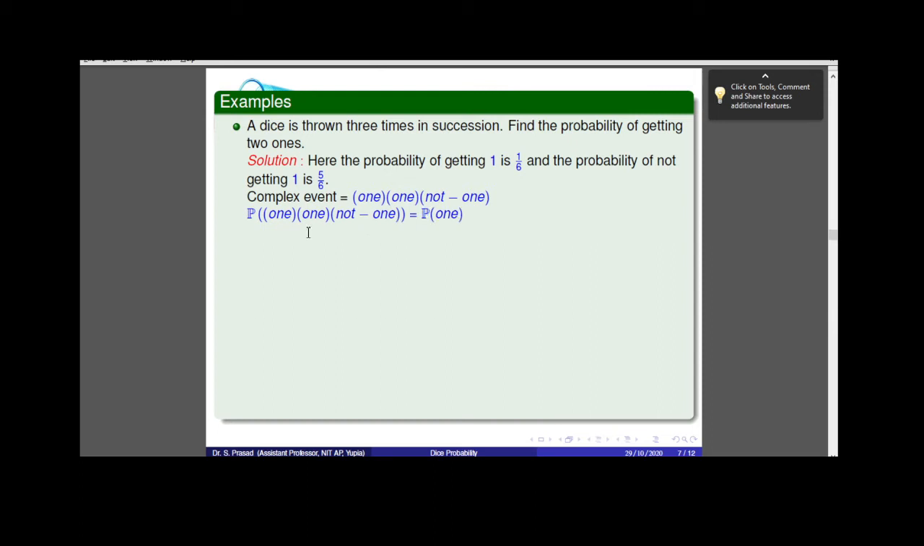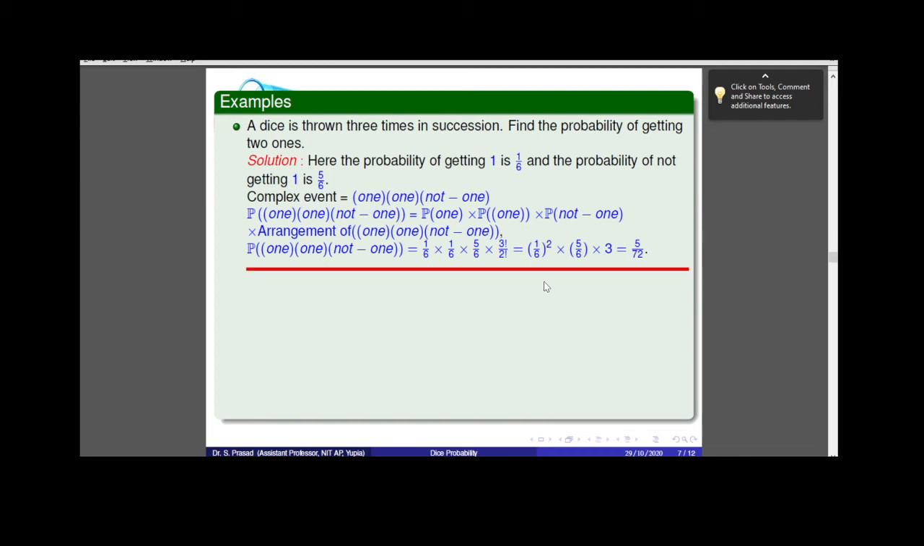Here we write the probability of 1 times the probability of 1 times the probability of not 1 times the arrangement of 1 1 not 1. And now we write the calculated values. The probability of 1 is numerically 1 by 6. The probability of 1 is also 1 by 6, and the probability of not 1 is 5 by 6. And after that, how do we arrange these three letter words? Here there are three letters, so we write 3 factorial divided by, since 1 occurs 2 times, 2 factorial. After calculation we get the result 5 by 72.